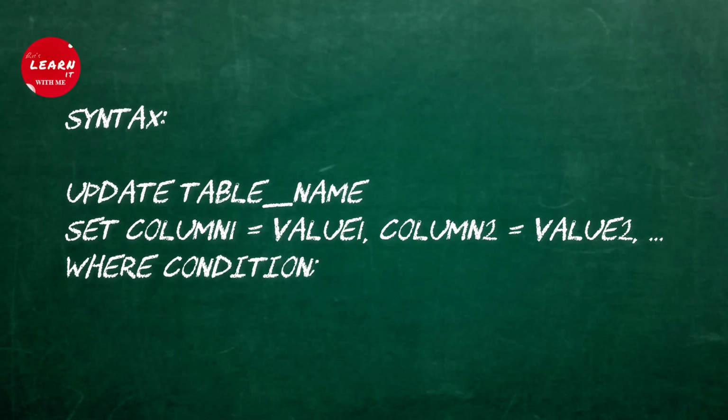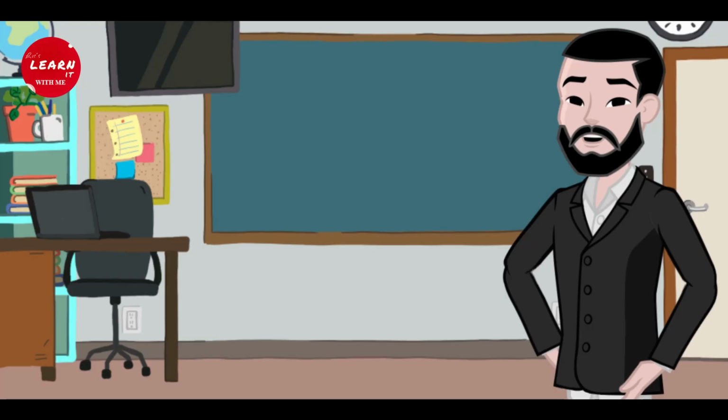UPDATE table_name specifies the table you want to modify. SET column1 = value1, column2 = value2 defines the columns you want to update and their new values. You can update multiple columns simultaneously.